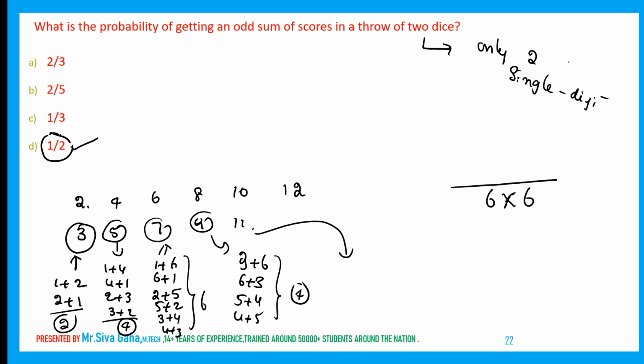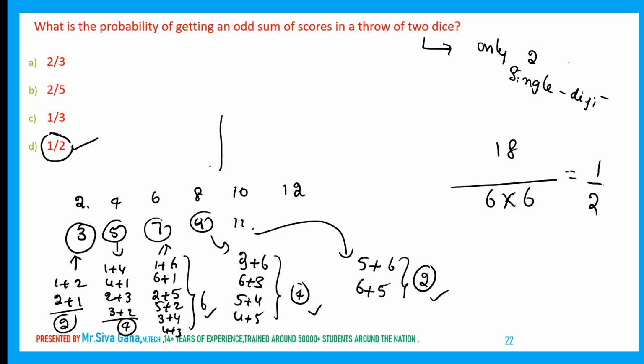Possibility of sum getting 11: first die 5, second die 6, or first die 6, second die 5. Total how many? 2. Let us calculate: 4 plus 2 is 6, 6 plus 6 is 12, 12 plus 6 is 18. 18 by 36 is 1 by 2. This is the complete analysis or complete explanation.